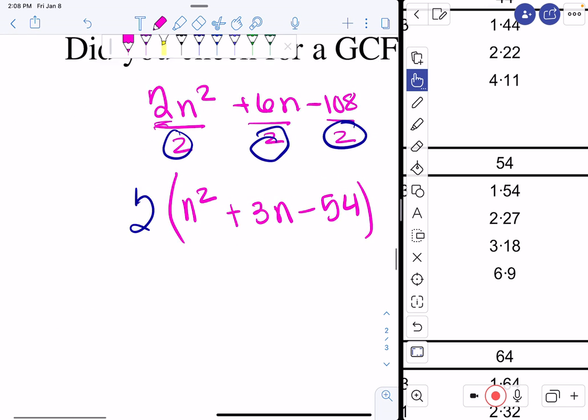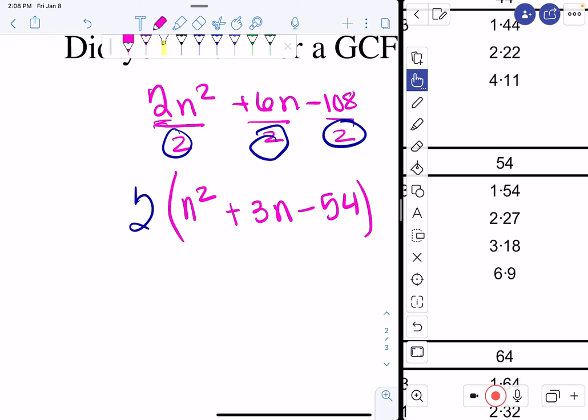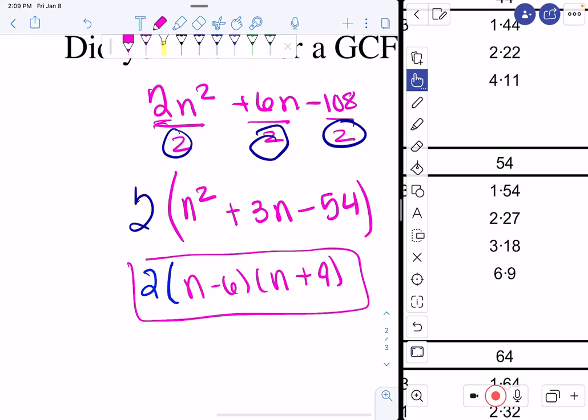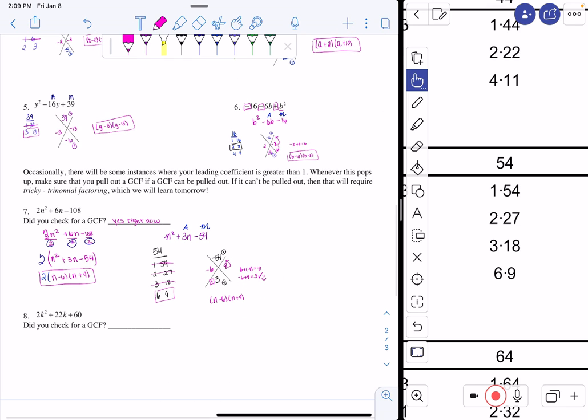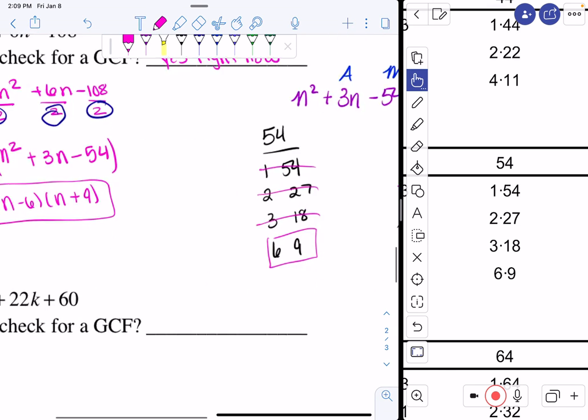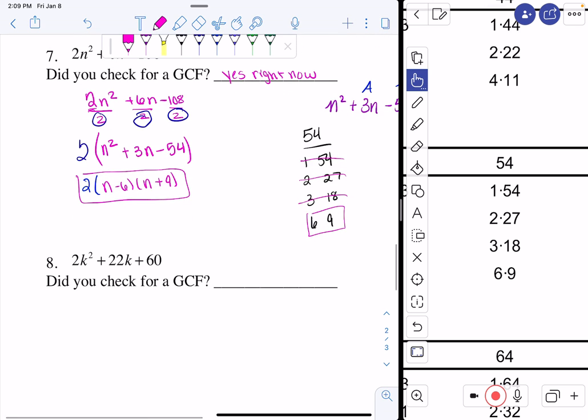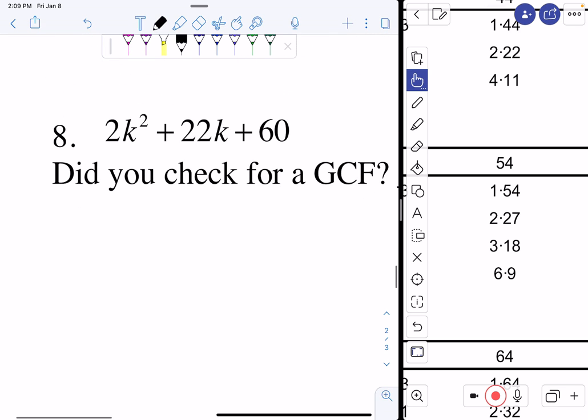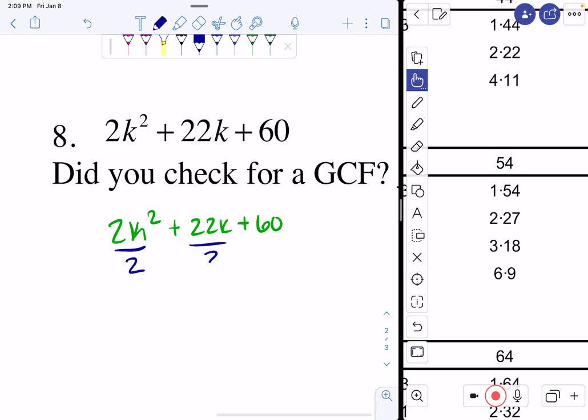So we go back and we make that substitution. My final answer is 2 times n minus 6 times n plus 9. And that's your final answer. You always need to write your GCF in front. So now we have 2k squared plus 22k plus 60. I'm going to rewrite it. The first thing we do is look to see if we can divide everything by 2. Let's try it. Divide everything by 2.